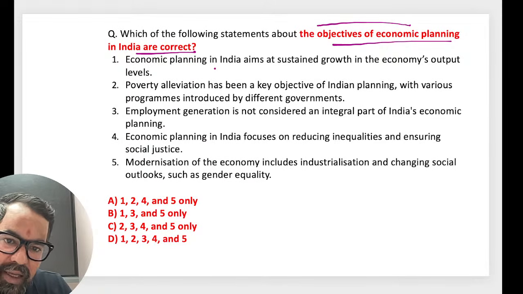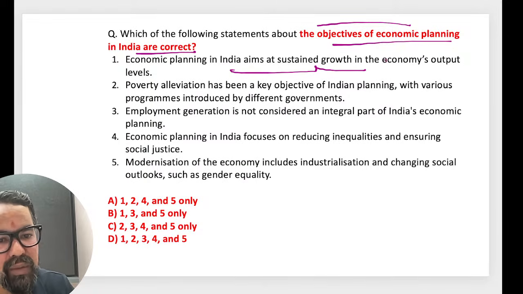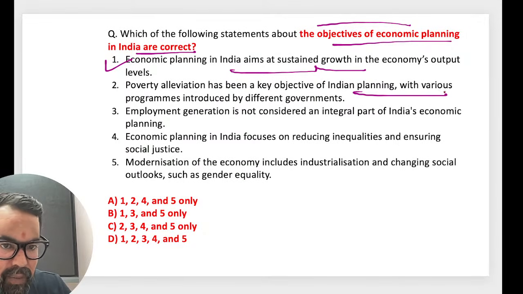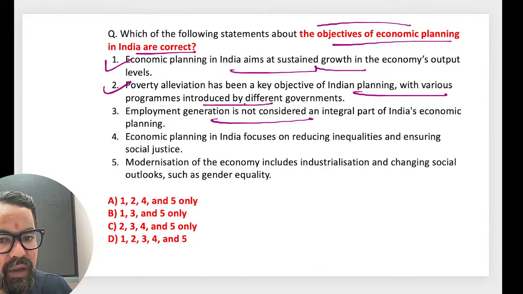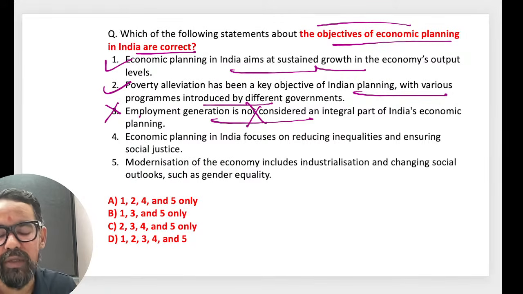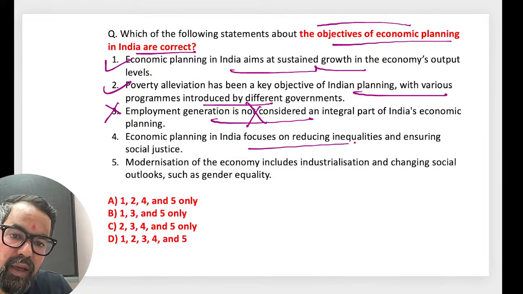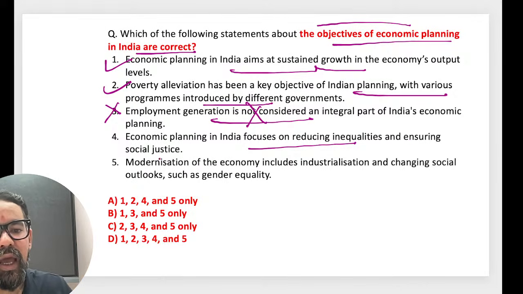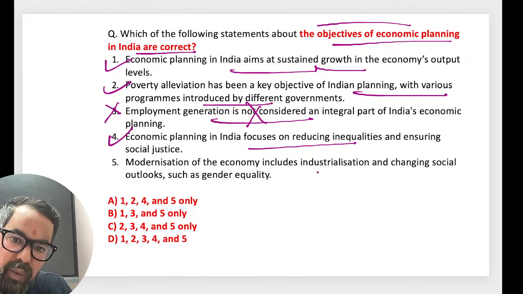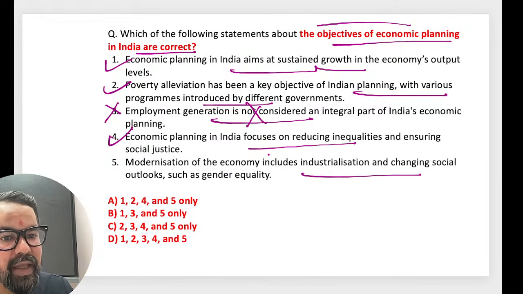Economic planning in India aims to sustain economic growth and output level. 100% true. Poverty alleviation has been a key objective of Indian planning, with the various plans introduced by the different governments. Employment generation, these are interlinked. First of all, to achieve poverty alleviation, you have to increase the employment generation programs and all, okay, like in MGNREGA and all. The self-employment generation also. Economic planning in India focuses on reducing inequalities and ensuring social justice. Modernization of the economy includes industrialization and changes in social outlook. 100% true. So what was your answer?